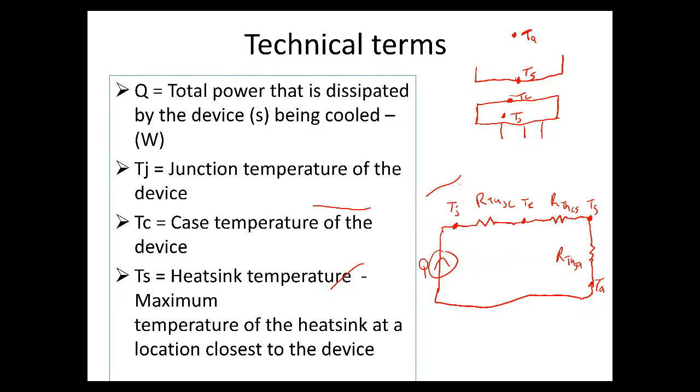Right, so let me just write that here. So R thermal between the case and the ambient, we say it's just T case minus T ambient. And that will be divided by the power, right? In this case, it will be Q.